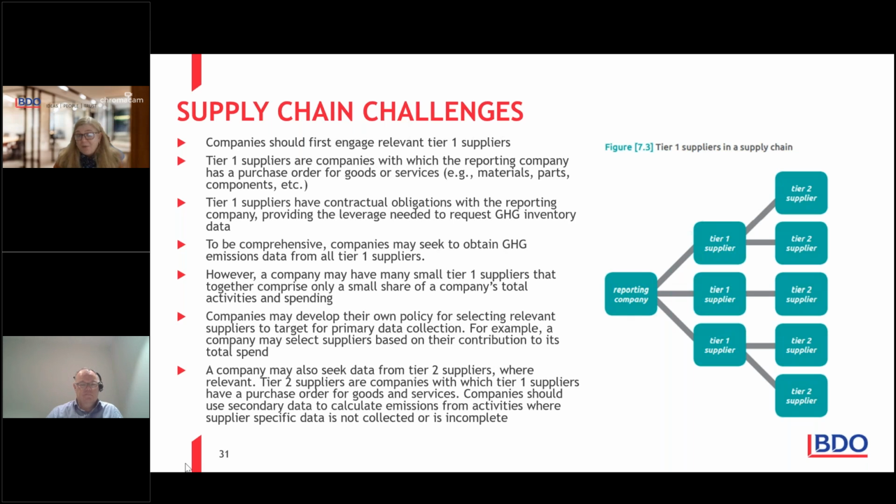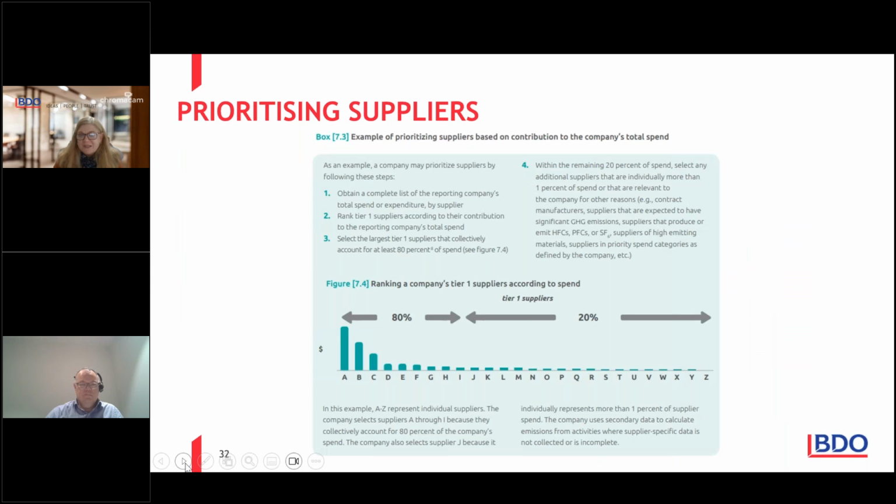So this is an example of how we prioritize suppliers. Maybe we take all our suppliers and look at the largest amount of spend to the smallest spend. If we look at the large suppliers, suppliers A to I represent 80% of purchased goods and services. Maybe in the first year, we try and get data from them and extrapolate it over the whole population. Over time, we can reach the other suppliers as well. So just to give you an idea of how we scale this and roll it out over time.